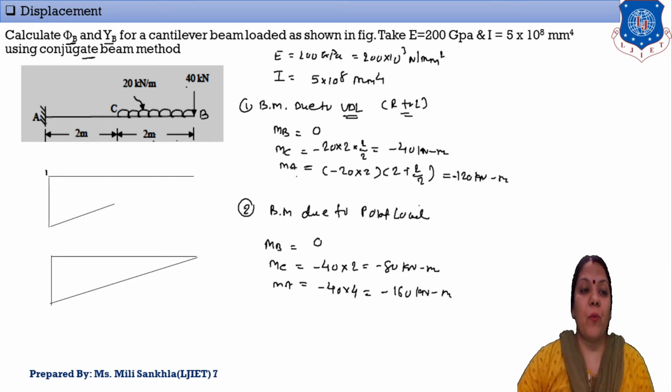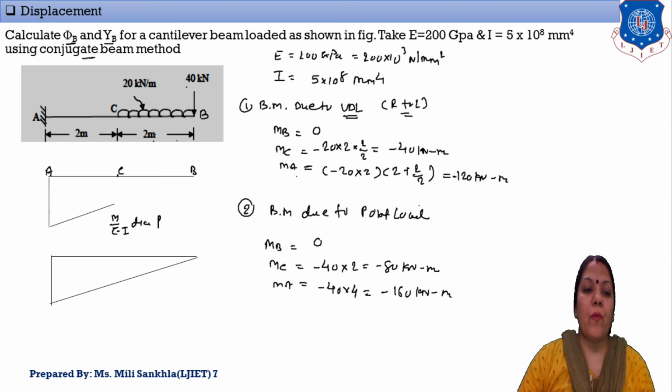Now one by one we draw the BM diagram for each particular loading. First of all, mark point A, point C, and here is point B. Here I draw the M upon EI diagram. This is our M upon EI diagram for the UDL load, and below it the M upon EI diagram for the point load.